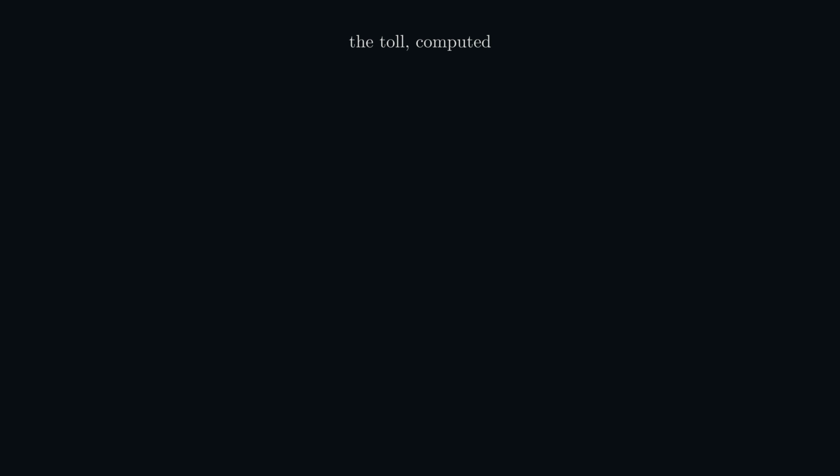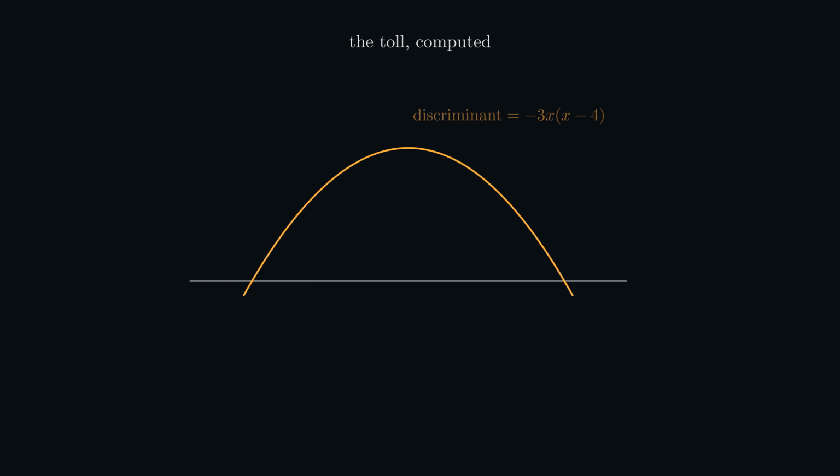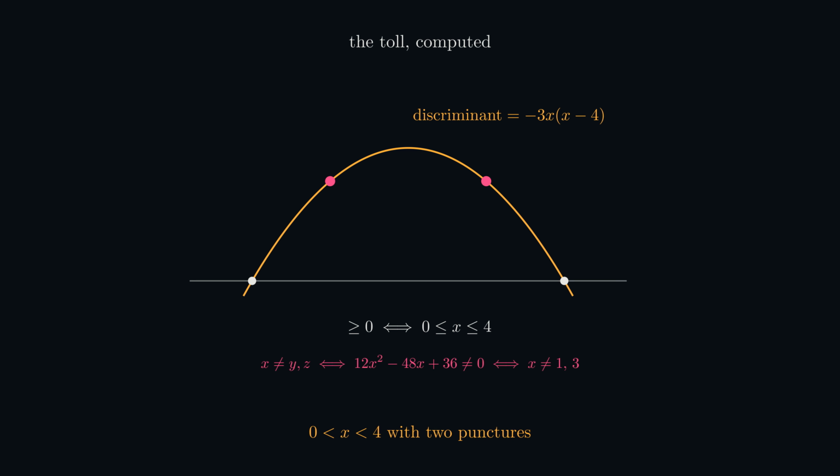Here is the toll computed. Y and z are the roots of a quadratic, so they are real exactly when its discriminant is not negative. That discriminant works out to minus 3x times x minus 4. Non-negative only when x sits between 0 and 4. They differ from each other exactly when that discriminant is not 0, which removes the endpoints.